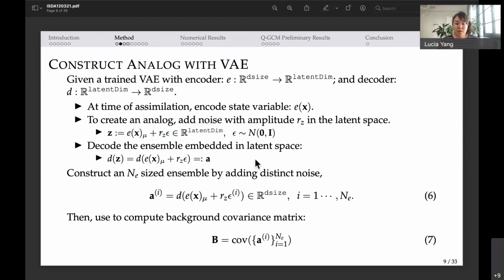So that's how you generate one analog, and you can really generate as many analogs as you want by simply adding different noise. And by different, I just mean different samples from the standard normal distribution. And so as an example, you can create an ensemble of any size by adding distinct noise to the same encoded state in the latent space and then decoding that whole thing out. And then using these analogs to compute the sample covariance matrix. And we go on, put that in our data assimilation scheme, and that's how that works.